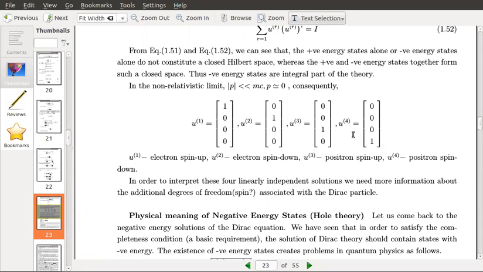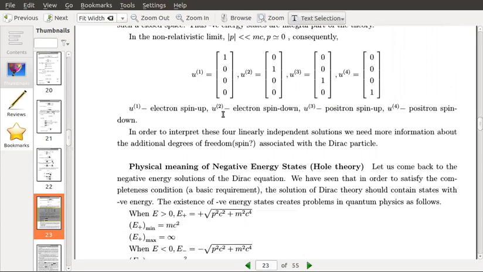Okay. So this is a remarkable change from Pauli's 1 0 and 0 1. There were only two states, but here we have four different states. So u1 is electron spin up, u2 is electron spin down. That means with the positive energy, these two have positive energy. And it was later found that u3 and u4 correspond to negative energy states of electron, which is nothing but the positron. So u3 and u4 correspond to positron spin up and positron spin down.